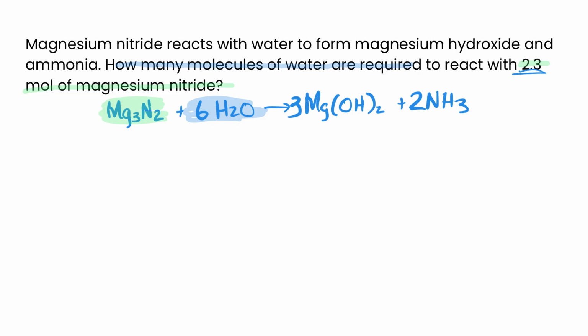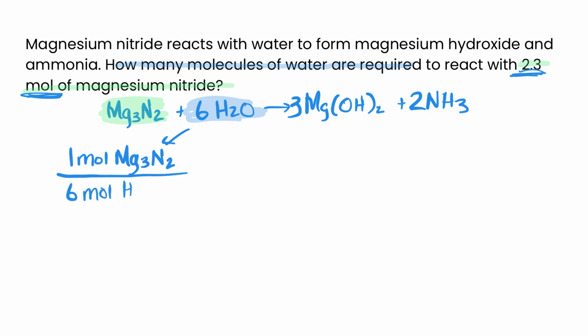Now, we have already got our given value in moles, so we don't need to convert it into moles because we're already there. So we can jump right to our mole ratio, remembering that we put our known values from our balanced chemical equation on one side. So 1 mole of magnesium nitride reacts with 6 moles of water. And then on our left side is the information from our problem. So we've got 2.3 moles of magnesium nitride. Since we had it on the top on the left side, we're going to put it on the top here. And then we're trying to figure out how many moles of water we have.